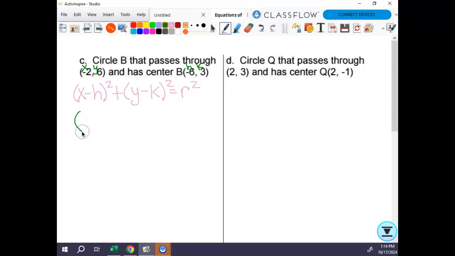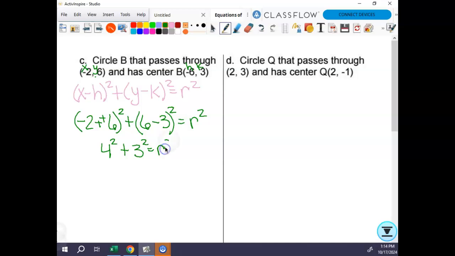I know what I have labeled as x is -2. Minus what I have labeled as h is -6. You see what I'm doing there? Squared. Plus y, which is 6, minus k, which is 3, squared. And that's going to equal r squared. Everybody with me so far? What is -2 minus a -6? That becomes plus a positive, right? So what do we get there? 4. So 4 squared plus 6 minus 3 is 3 squared equals r squared.